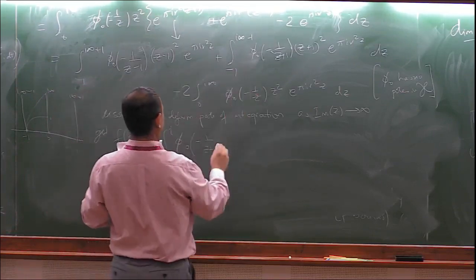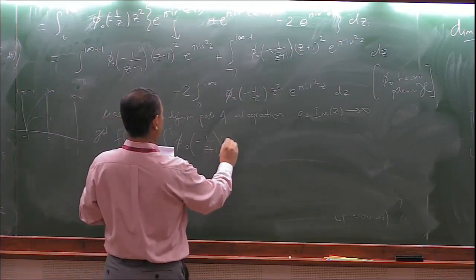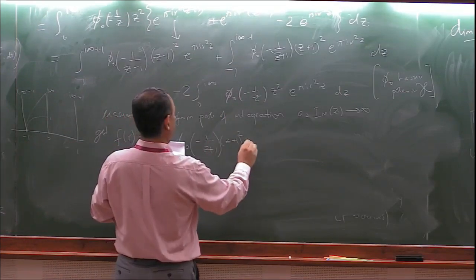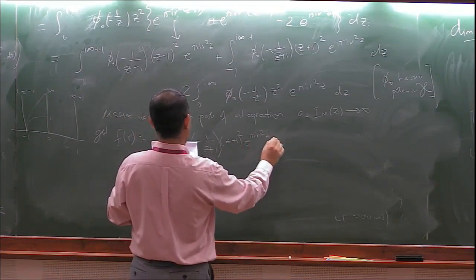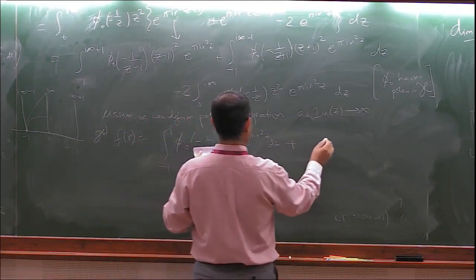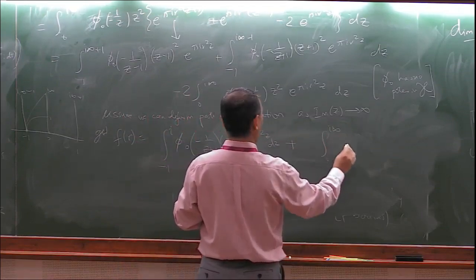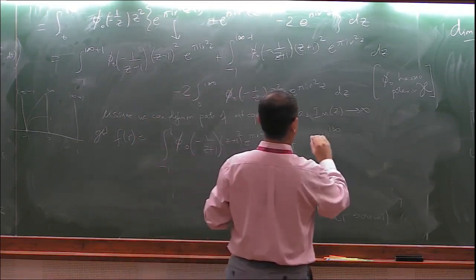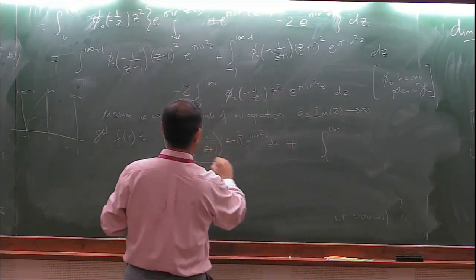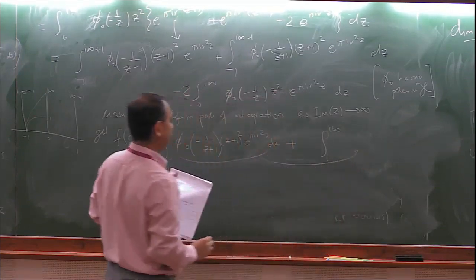I'll take this one first. Okay, minus 1, z plus 1 squared, e to the pi i r squared z dz, plus the integral from i to i infinity of the same thing, okay? I'm just taking the same integrand. I'm not going to rewrite it.